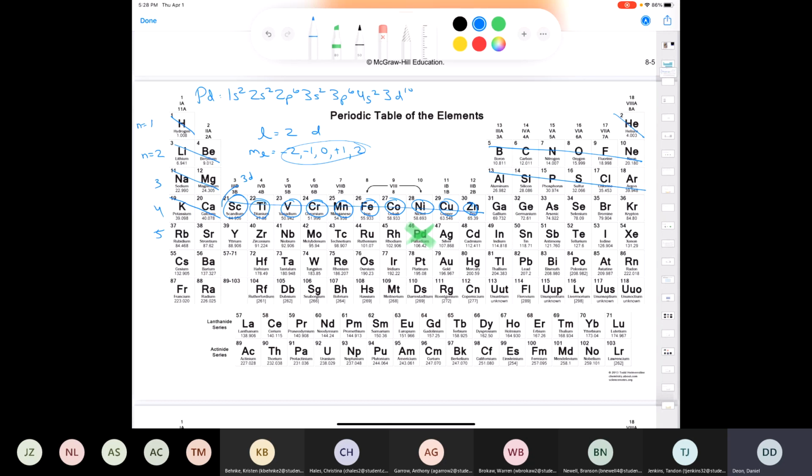So we've got all those. Next, we go back up to 4 again. We have 4p6. Then we have 5s2. Then we go down to the 4d's, and we have 4d1, 4d2, 4d3, 4d4, 4d5, 4d6, 4d7, 4d8. Not 48, 4d8. Like that.